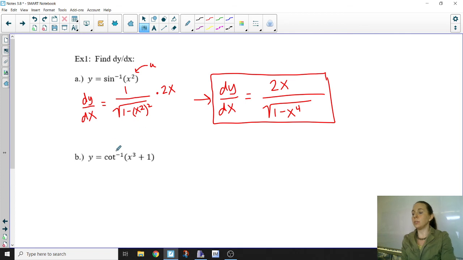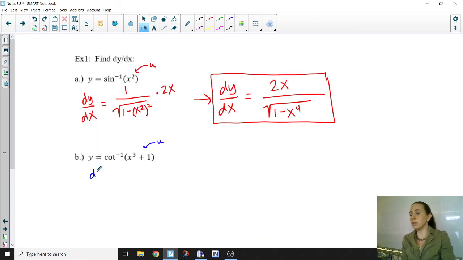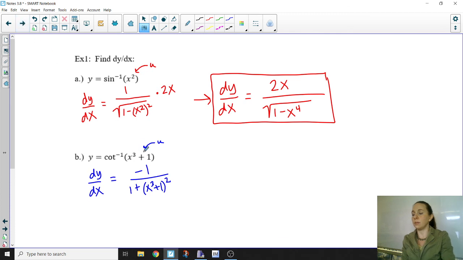Here we are going to take the derivative of inverse cotangent of x cubed plus 1. Again, that x cubed plus 1 will be the u in the formula for the inverse cotangent, which is down here. Negative 1 over 1 plus u squared is the start. So dy dx is equal to negative 1 over 1 plus (x cubed plus 1) quantity squared. Then don't forget chain rule, multiply by the derivative of the u with respect to x. The derivative here is 3x squared.